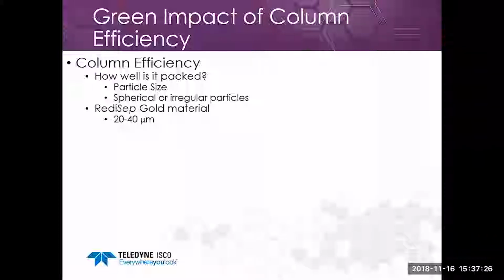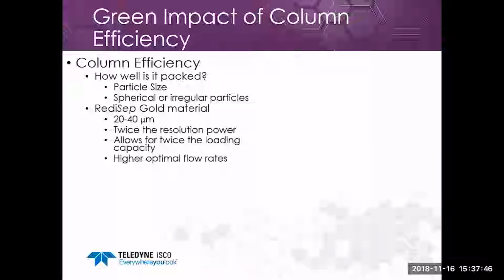We have two materials. We have our traditional ReadySep, and then we have our ReadySep Gold material. Our ReadySep Gold material is a smaller particle. It's spherical. It's something that we've offered for a while that offers superior chromatography. It offers twice the resolution power and allows for twice the loading capacity and higher optimal flow rates than our traditional irregular ReadySep, which is a larger particle and not quite as nice, but it does make for an economical choice for crude purification.